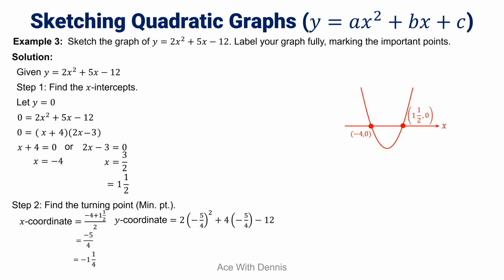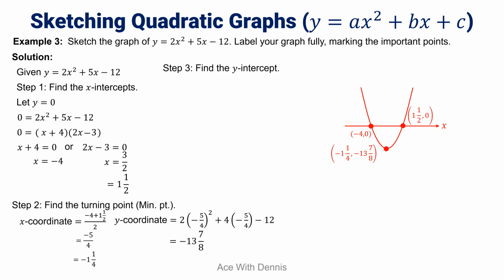Then we find the y-coordinate of the turning point. Just substitute x equals negative 5 over 4 into the equation. We have 2 times negative 5 over 4 squared plus 5 times negative 5 over 4 minus 12. Calculate the value, and we get negative 13 and 7/8. So this will be our minimum point, and the coordinates are (-1.25, -13 7/8).